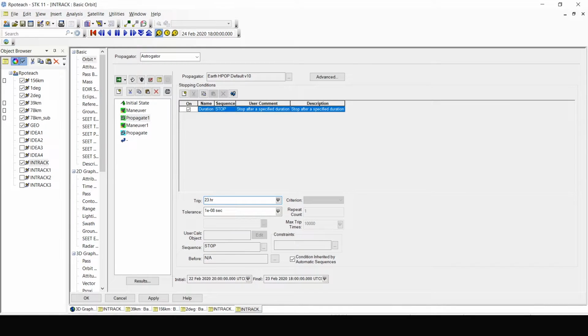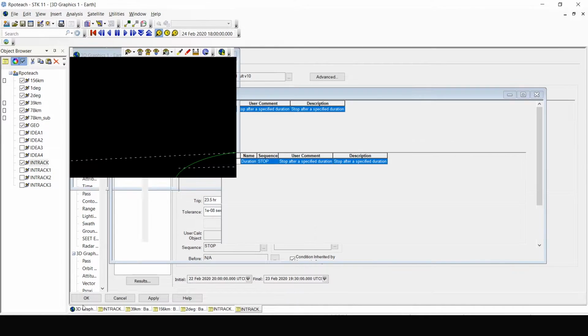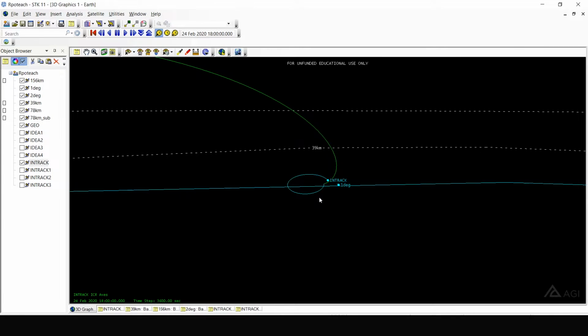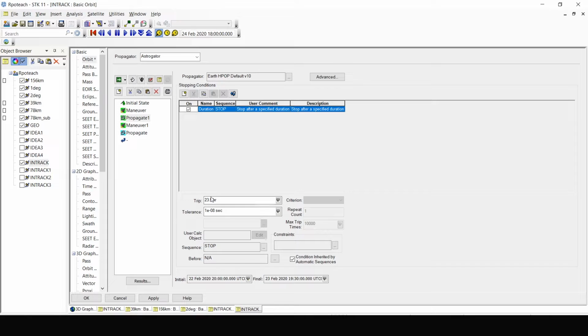So let's look at 23.5 hours. Even smaller. Let's look at 23.75 hours.